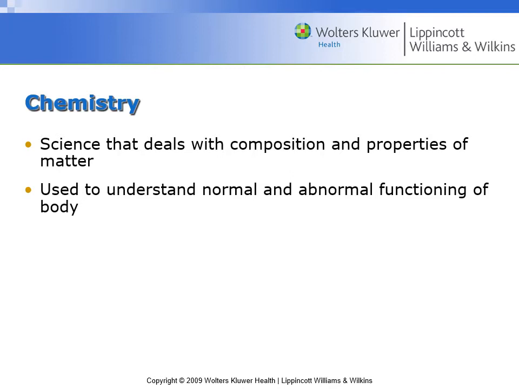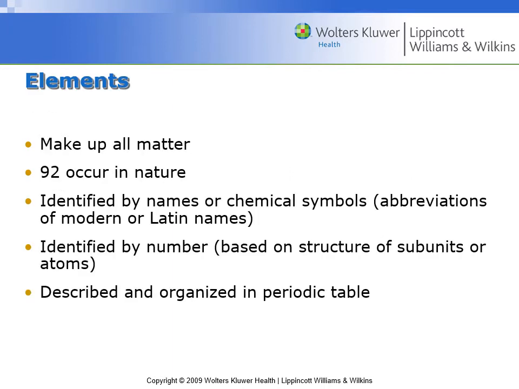Okay, so when we're looking at it from a chemical perspective, chemistry is the science that deals with the composition and properties of matter. It is used to understand normal and abnormal functioning of the human body. When we talk about elements, these are the components, the building blocks of all matter. And there are 92 naturally occurring elements in nature, and they are identified by names or symbols, and oftentimes the abbreviations there are modern or Latin names.